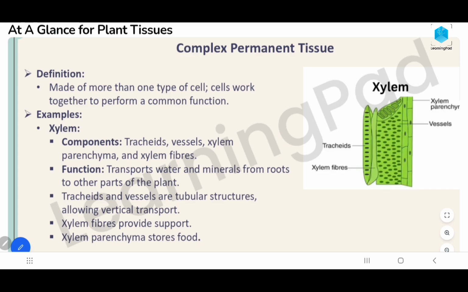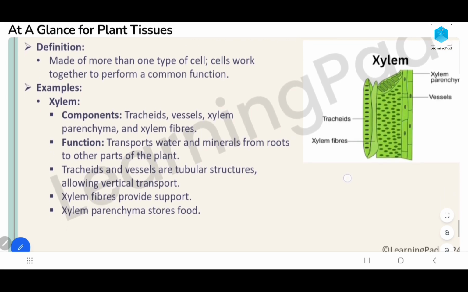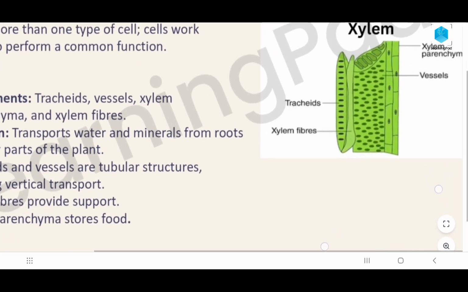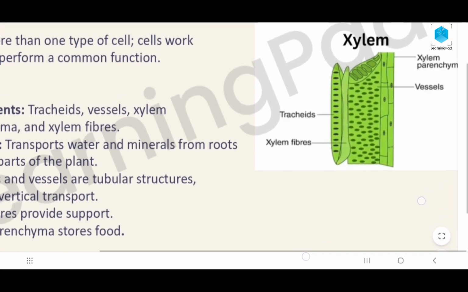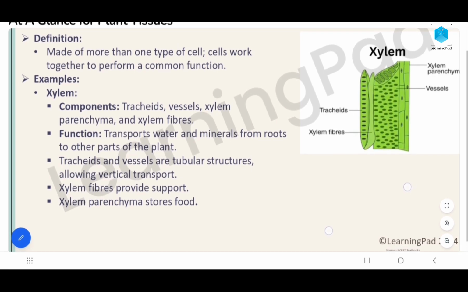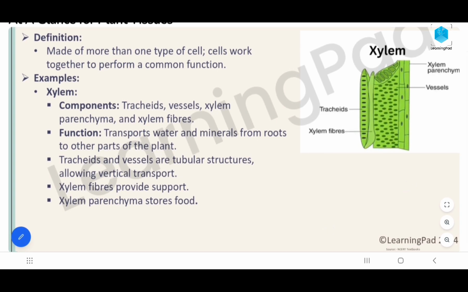Now the complex permanent tissue. Complex permanent tissue, as I said, is xylem and phloem. Now let us see xylem. The components of xylem, as I told you, are tracheids, xylem parenchyma, vessels, and xylem fibers. You can see in the picture here, children. Now what is the function of xylem? It transports water and minerals from roots to other parts of the plant.